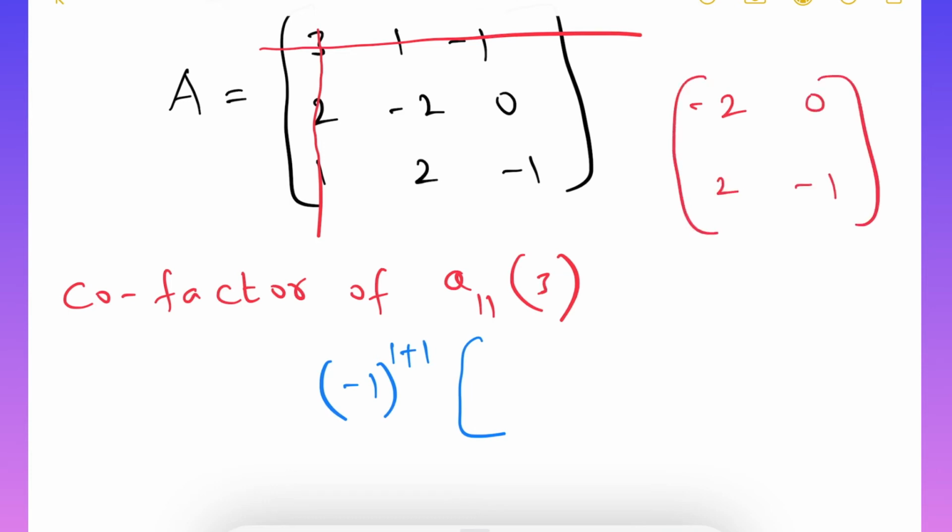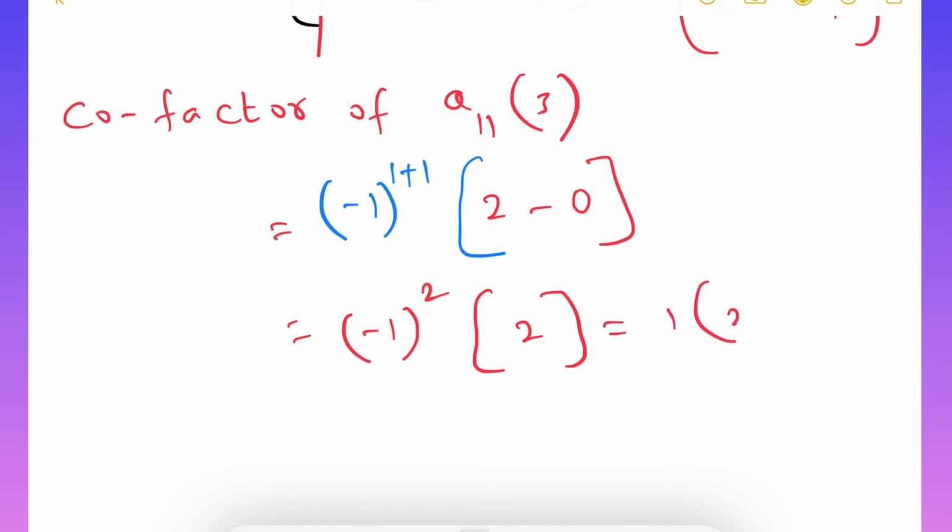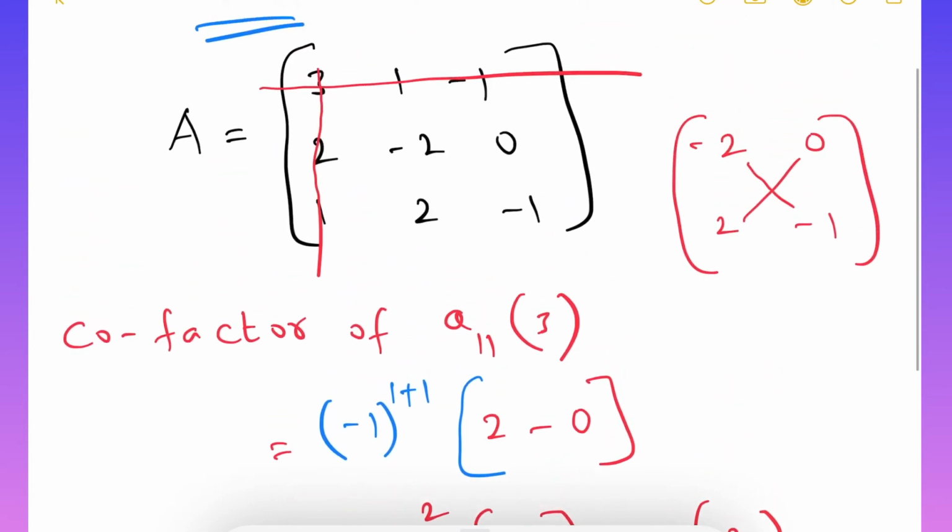Let us find the determinant of this. Minus 2 into minus 1 plus 2, minus 2 into 0, 0. Then this will be equal to minus 1 whole power 1 plus 1, 2 into 2 minus 0, 2. Minus 1 whole power 2, 1 into 2. 1 into 2 is nothing but 2. So we got the cofactor of first row, first element, that is 2. The same way, let us find the cofactor of A12, that is first row, second column.